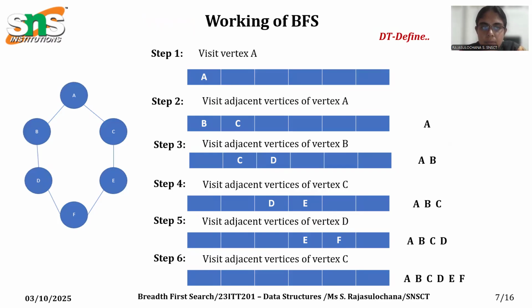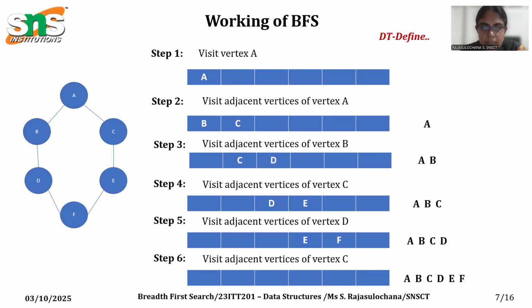So C is visited. When you are visiting C, the adjacent vertex of C, which is E, is also entered in the queue. So likewise, this process is continued until you visit all the vertices. So now the adjacent vertex of D is F. So F is entered into the queue and D is removed from the queue and it is written in the output. And at last, we have E in the front of the queue.